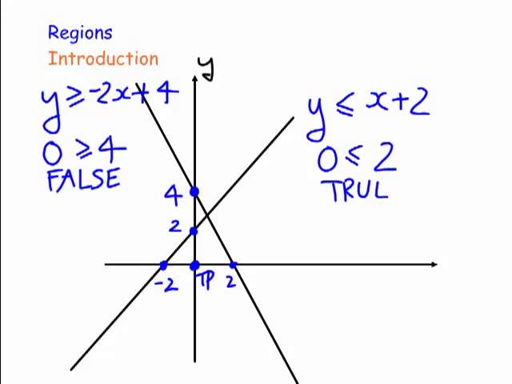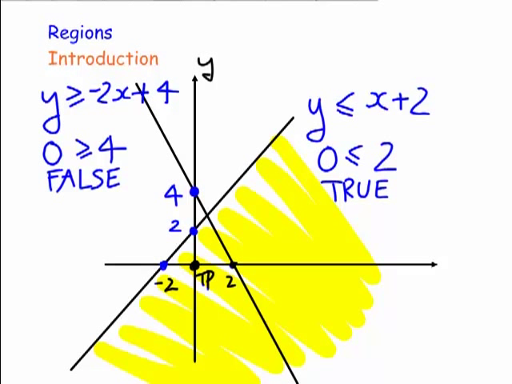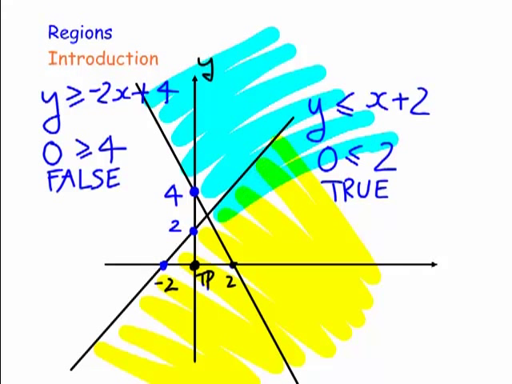So basically what it means is the test point is in this region, which is coming down this way. Now for the other line, the test point is not in the region. Therefore, the region is above it, up here somewhere.